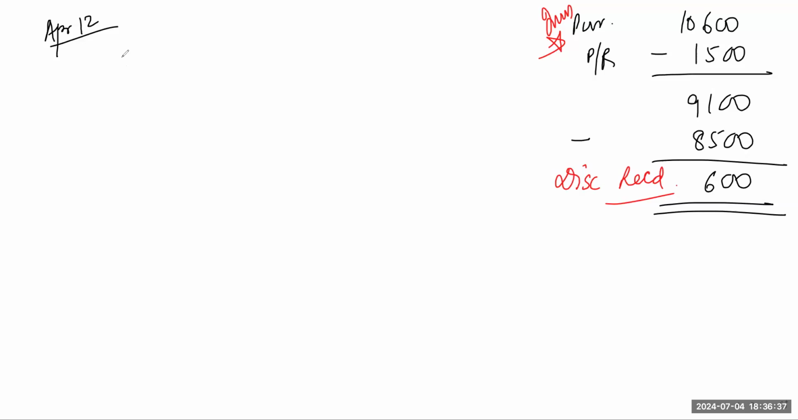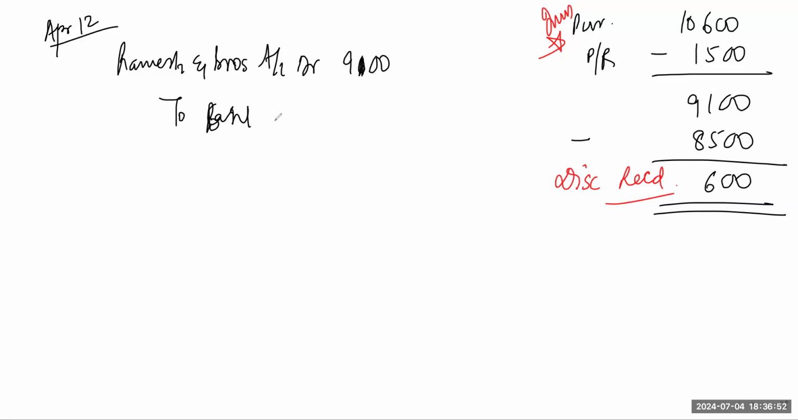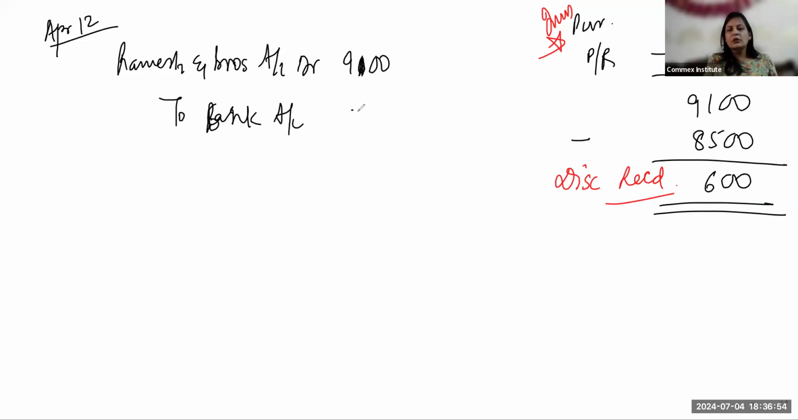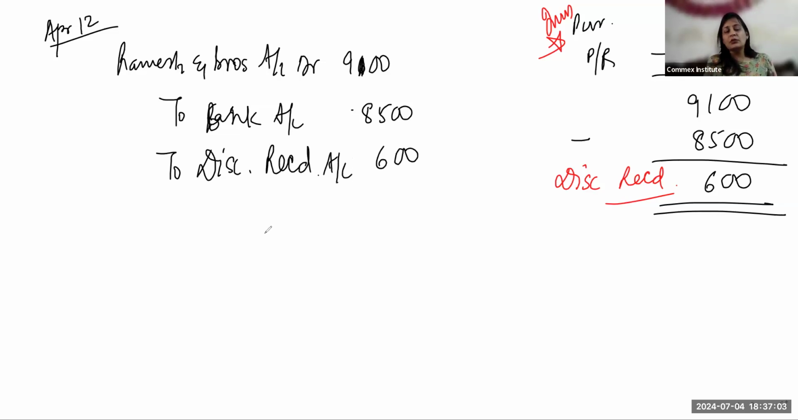Ramesh account debit 9,100, to bank account 8,500, to discount received account 600. Very good. So to bank account, we're making a payment of 8,500, and to discount received account is 600. Please don't use the short form, sir. I'm using it, but in exam you don't use.